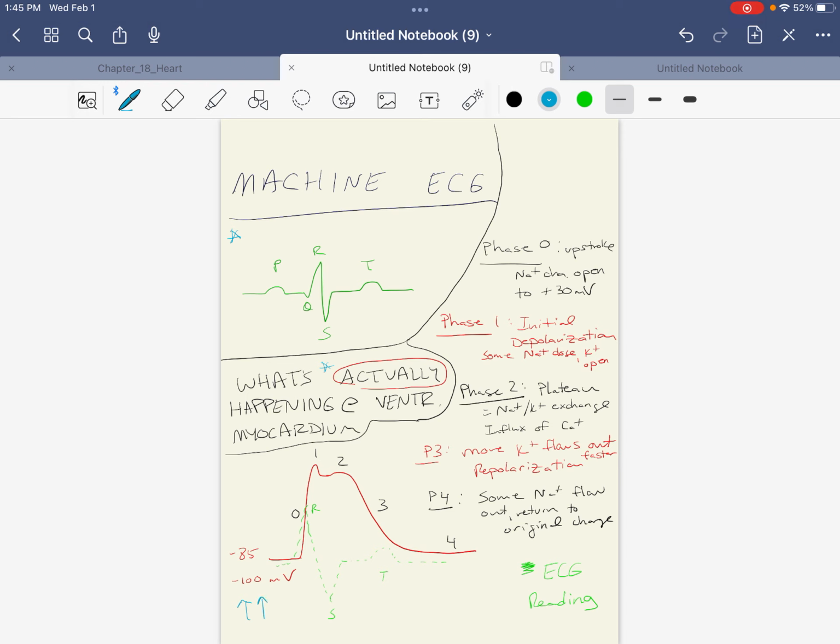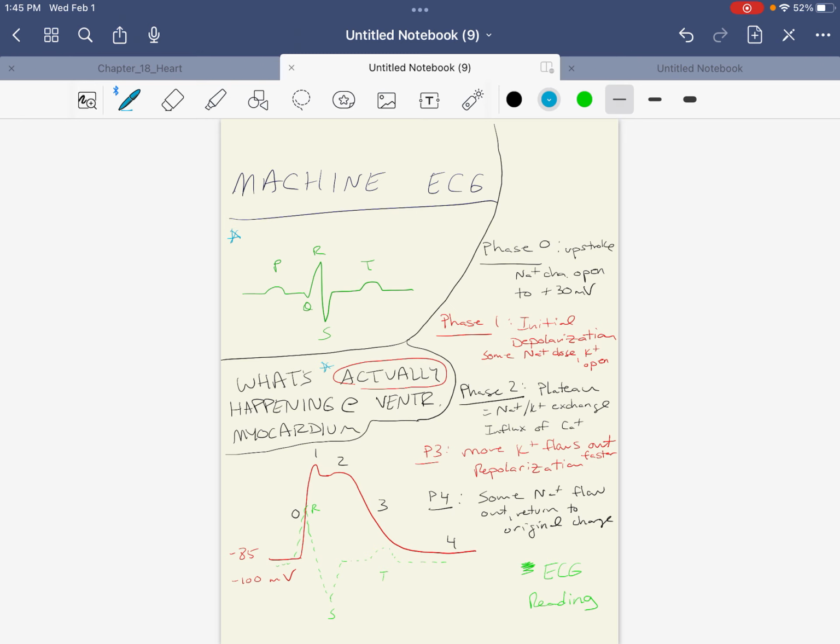And as such, they don't have a stable resting membrane potential. Instead, the resting membrane fluctuates. Usually it fluctuates somewhere between negative 85 to negative 100 millivolts. Just wanted to point that out.